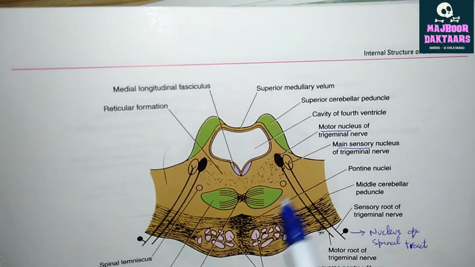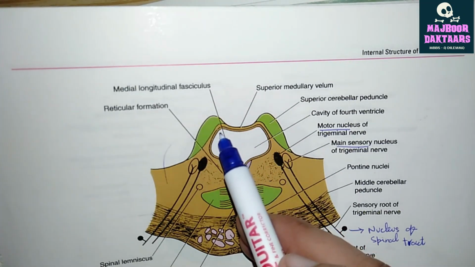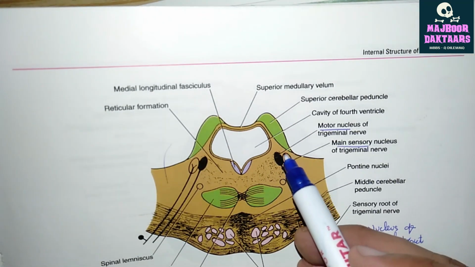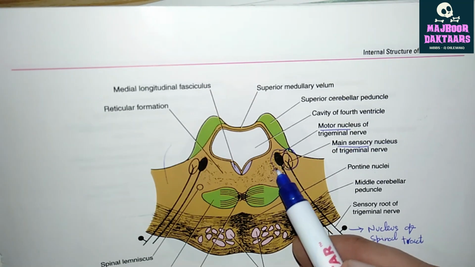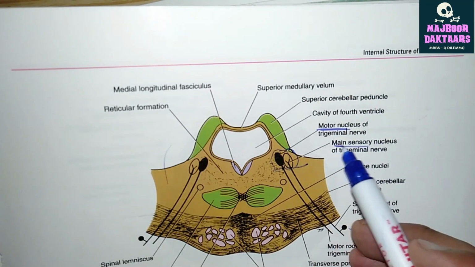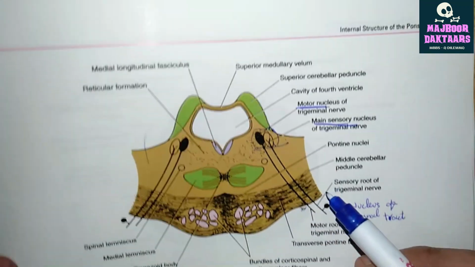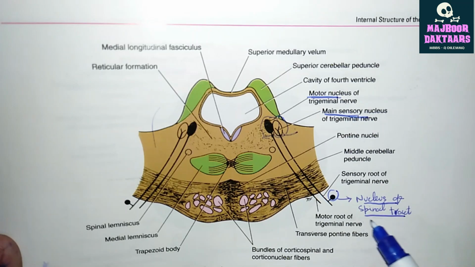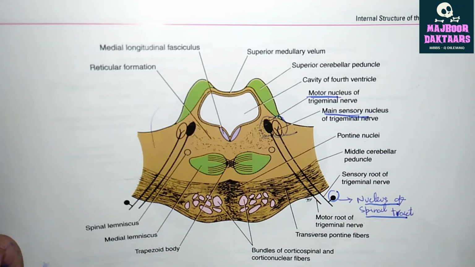Here is the cut section at the cranial level of the pons. You can see that the shape of the fourth ventricle has also changed, and instead of the spinal nuclei and the tract of the trigeminal nerve, it contains the main nuclei, that is the motor nuclei of the trigeminal nerve and the main sensory nuclei. And the fibers from this main sensory nuclei go downward and are continuous with the nuclei of the spinal tract of the trigeminal nerve, which were present in the section through the caudal portion.